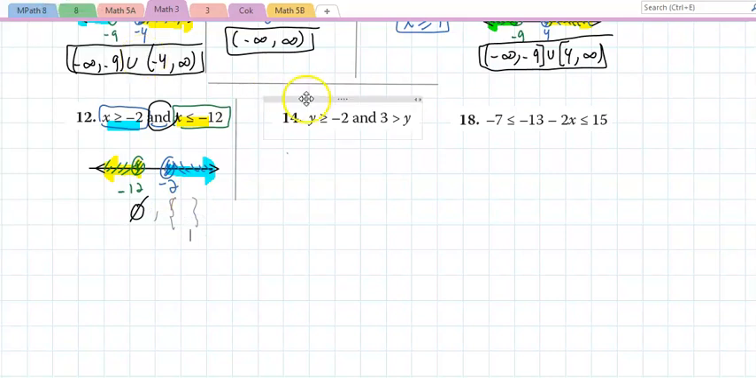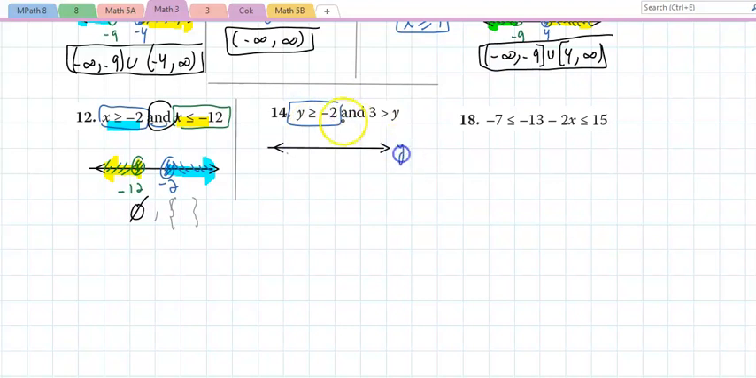No harm done there. And if I take number 14, it's also worked out. So the first solution, y is greater than negative 2. Let's say negative 2 is right there. Let me move it a bit more to the left. Negative 2 is right there. Included, y is greater than. So if I shade this with yellow, there it is.